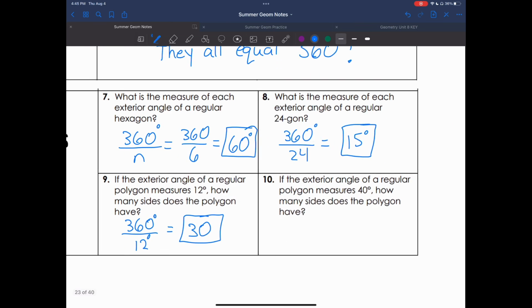Okay? Same over here. If the exterior angle of a regular polygon measures 40 degrees, how many sides does it have? We'll take the grand total, 360 degrees, divided by just one of those angles, 40 degrees, and that's going to give us 9 sides. So this would be a nonagon, a 9-sided figure.